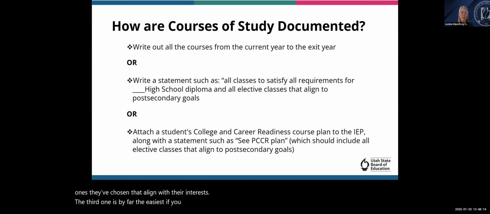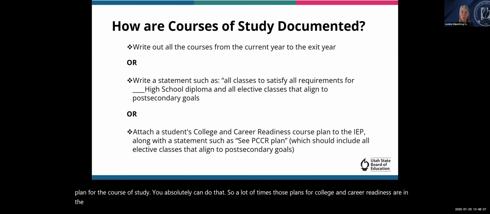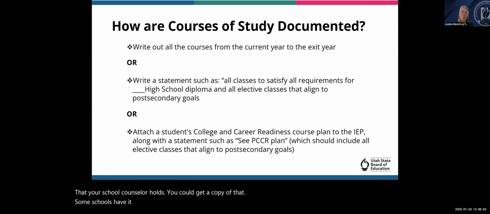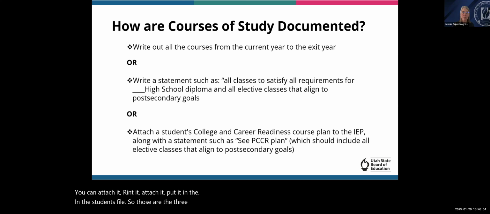The third one is by far the easiest. If you have access to that college and career readiness plan that they've written with their school counselor, hopefully with their parent there too, you write on the transition plan itself, see the PCCR plan for the course of study. You absolutely can do that. A lot of times those plans are in the files that your school counselor holds, so you could get a copy of that. Some schools have it electronically on their SIS system, so you might be able to pull it from there. And if that's the case, great, you can print it, attach it, and put it in the student's file. So those are the 3 different ways that courses of study need to be documented.